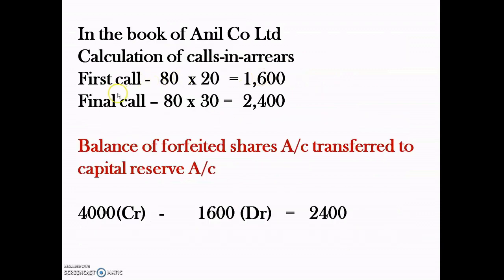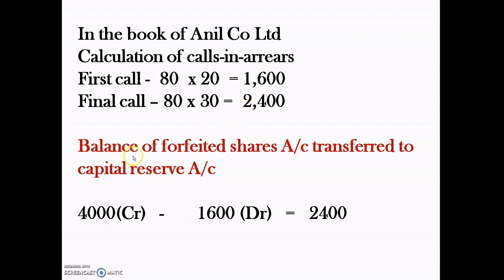See the calculation. For first call money, Mr. Sunil failed to pay on 80 shares, and first call money per share is 20. Similarly, final call money per share is 30 and he failed to pay on 80 shares. Multiplying both, the first call calls in arrear is 1600 and the final call calls in arrear is 2400.